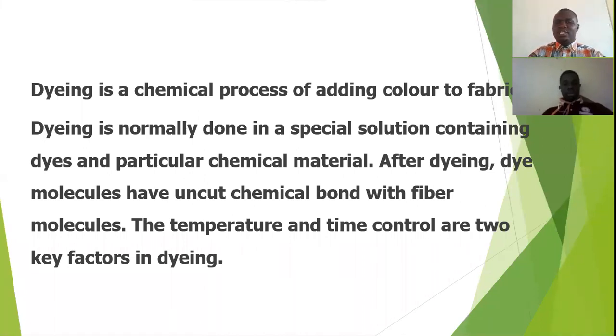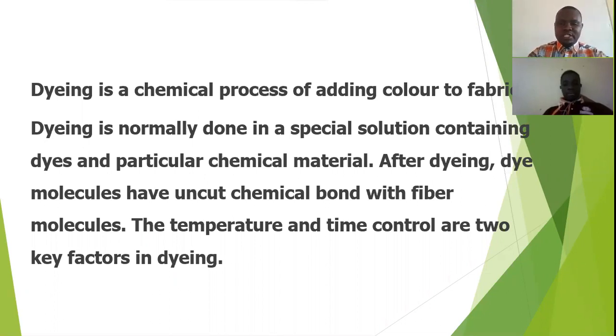Dyeing is normally done in a special solution containing dyes and particular chemical material. We talked about the material in the previous class. The major materials for dyeing are what? We have two major chemicals for dyeing. They are what? Hydrosulfate and caustic soda. We have hydrosulfate and caustic soda. Good. These are the two major chemicals we use in dyeing.